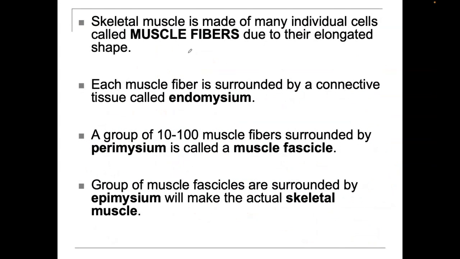Okay, so skeletal muscle is made up of many individual muscle fibers, and those muscle fibers are surrounded by an endomysium. A group of those 10 to 100 muscle fibers are surrounded by a perimysium. Okay, and that perimysium that goes around that is what makes up the fascicle. And then a whole bunch of those fascicles are surrounded by the epimysium.